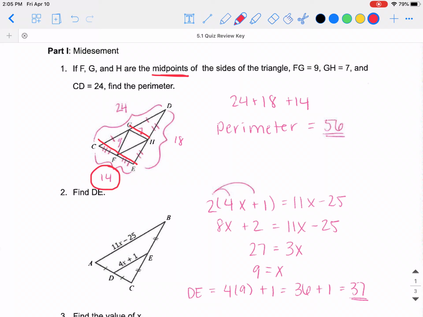We're told that FG is 9. That means the opposite side has to be double 9, which is 18. And we're told CD is 24. So to find the perimeter of this triangle, you just have to first find these two missing sides, which we did by doubling the midsegment, and then add all three together to get the perimeter.